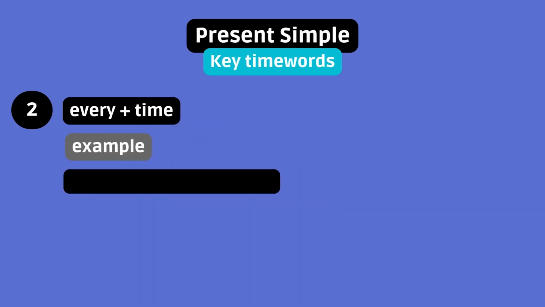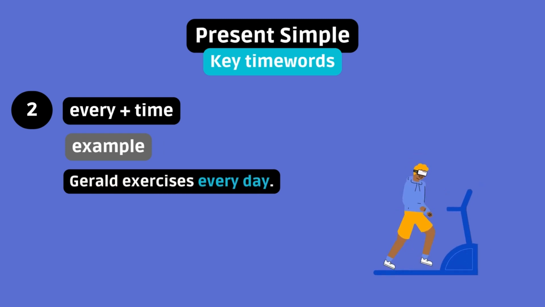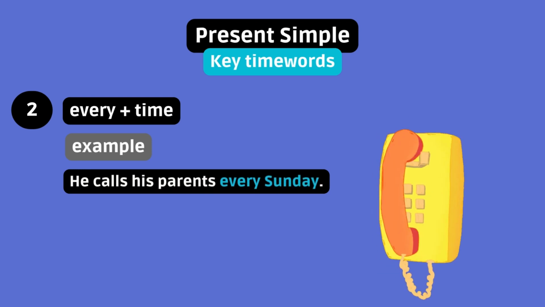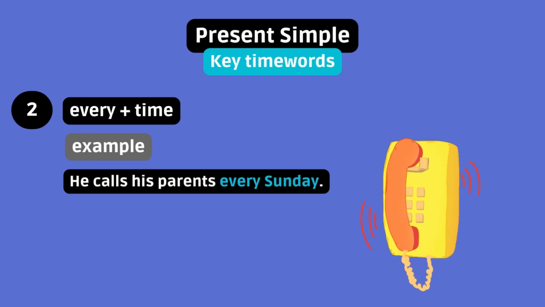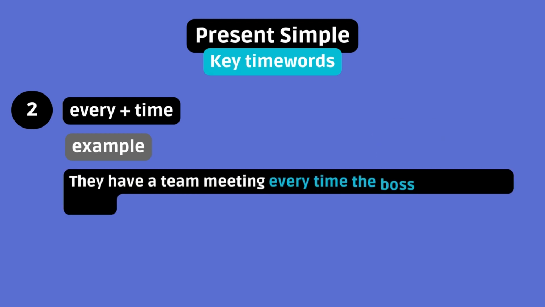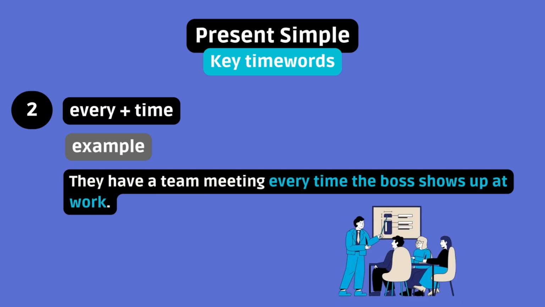Example, Gerald exercises every day. A new day comes, another occurrence of exercising for Gerald. He calls his parents every Sunday. He makes a phone call to his parents each time Sunday comes around. They have a team meeting every time the boss shows up at work. The team meeting takes place whenever the boss is around.